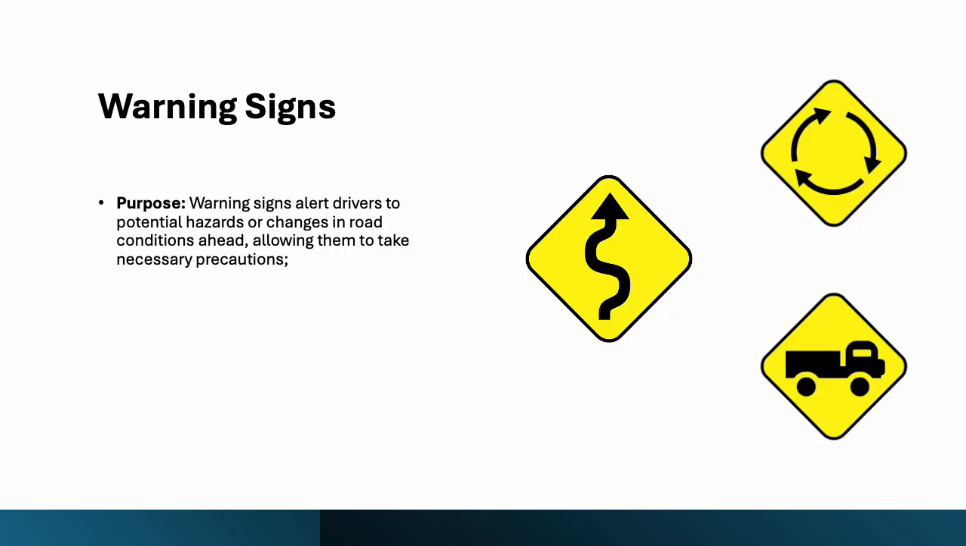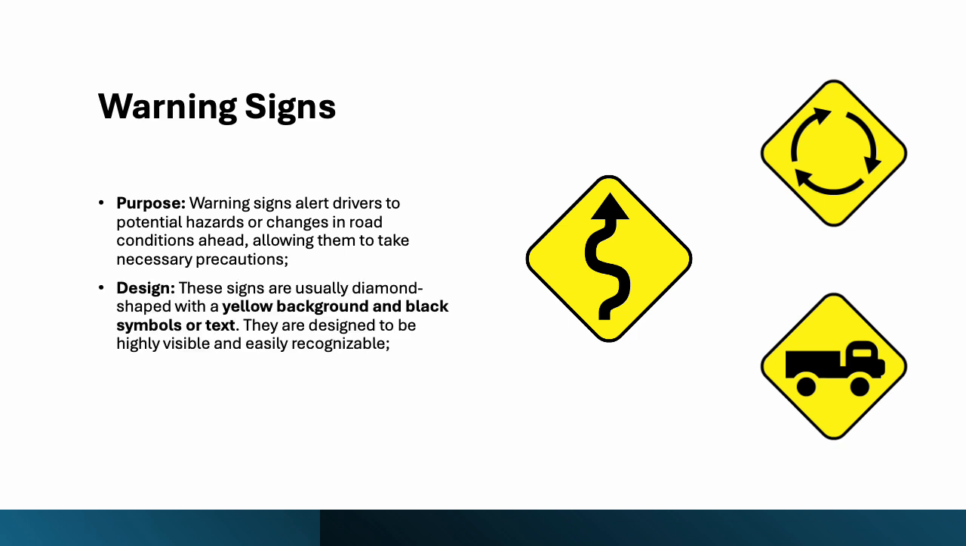Warning signs. Purpose. Warning signs alert drivers to potential hazards or changes in road conditions ahead, allowing them to take necessary precautions. Design. These signs are usually diamond-shaped with a yellow background and black symbols or text. They are designed to be highly visible and easily recognizable.